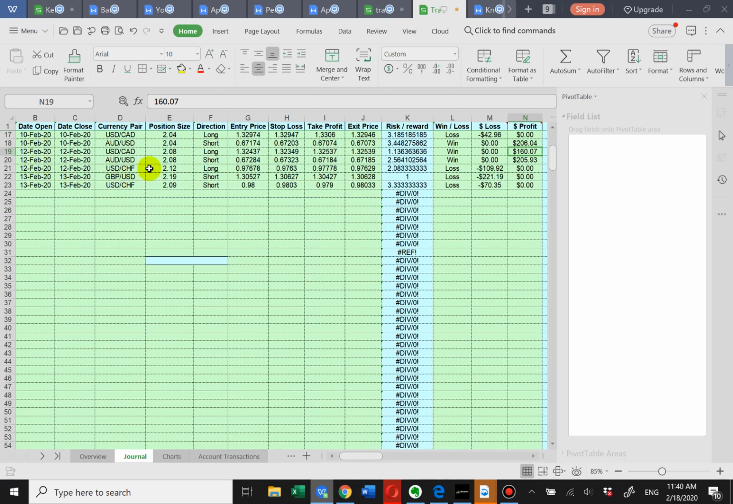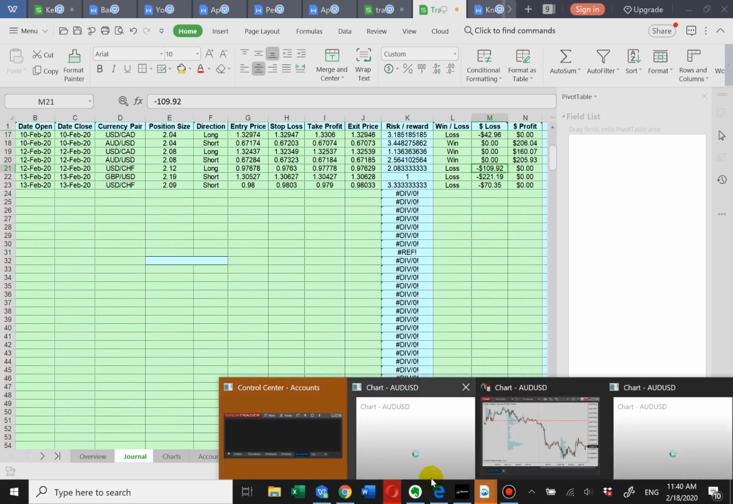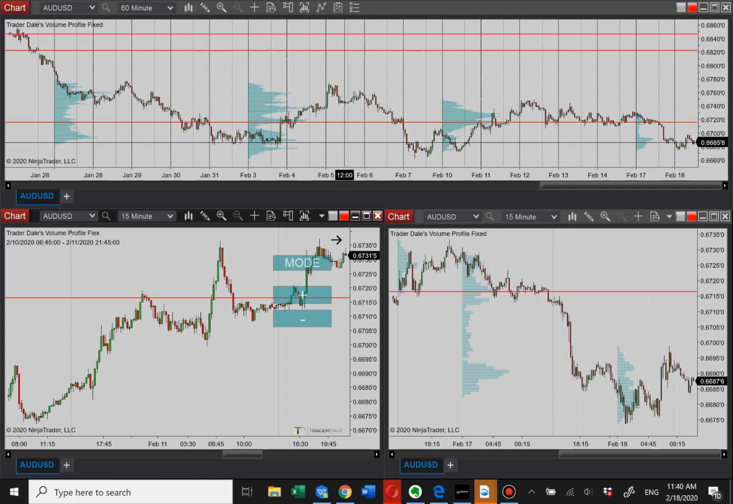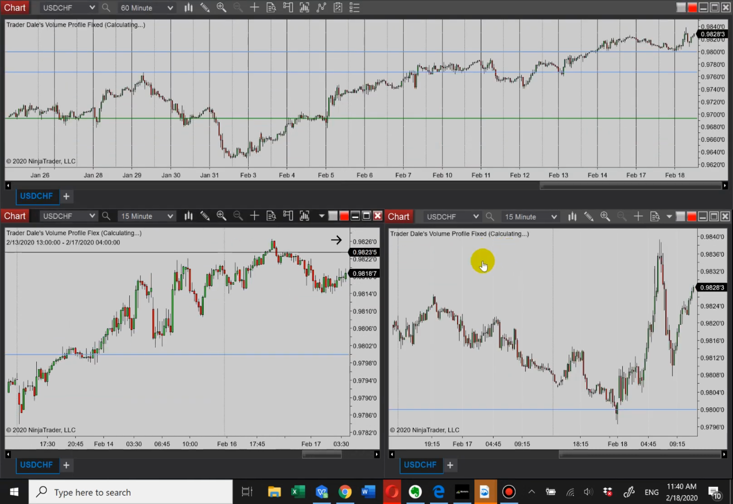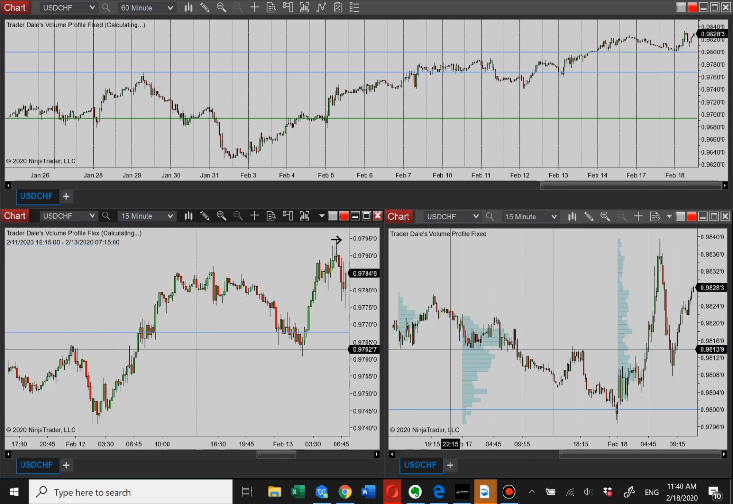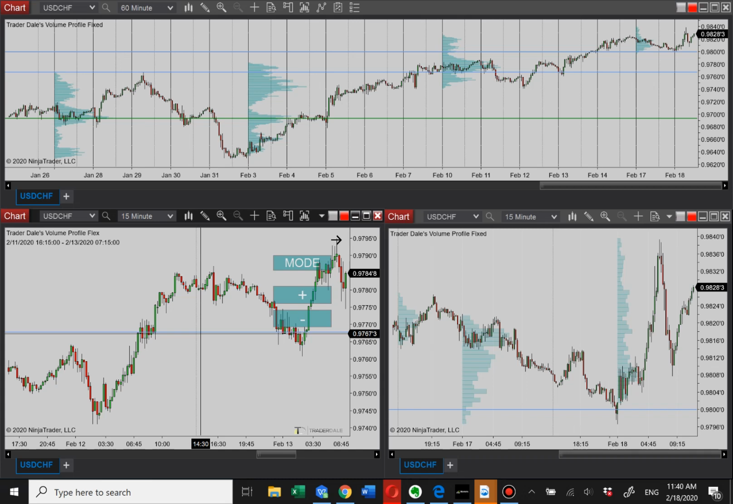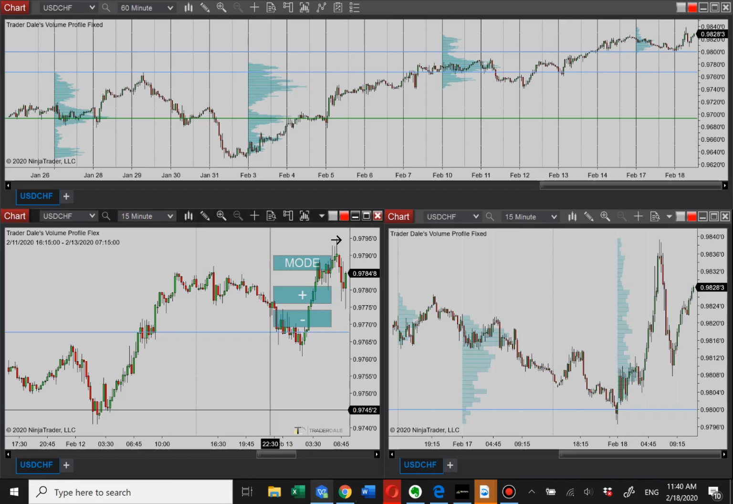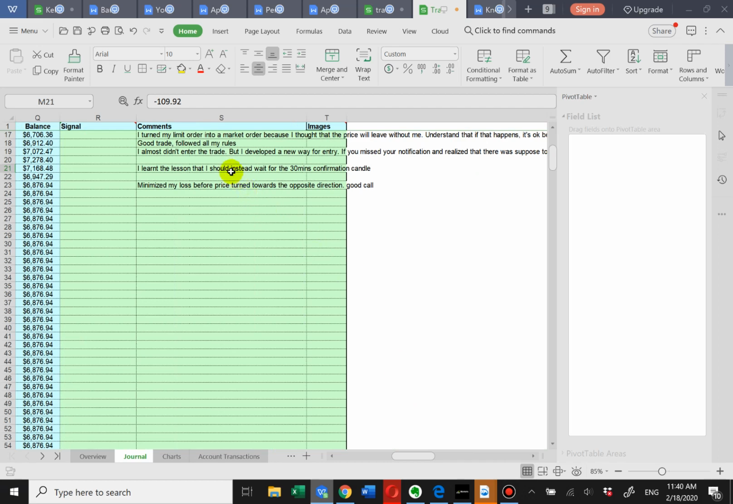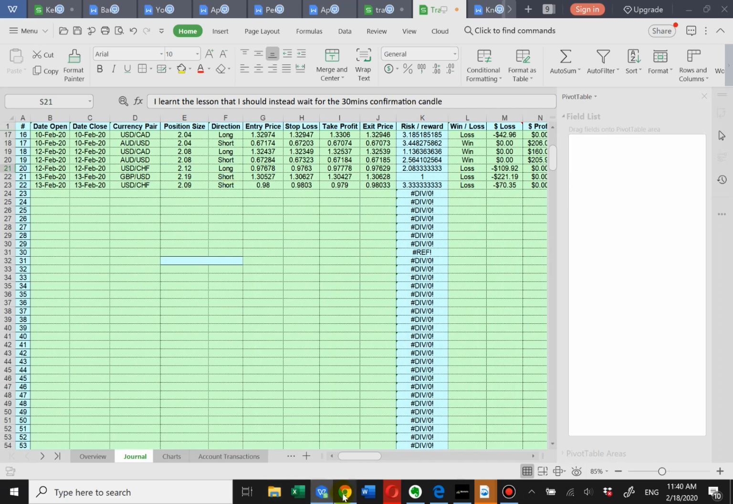Alright, so let's check out USD Swiss franc, where we took a loss of $109. USD Swiss franc, let's see. Alright, so USD Swiss franc, we took this trade. What did we take it at? I think we took it right here, didn't we? Around 12, right? Yep, this trade right here. How did I usually write notes? Yeah, so this happened.